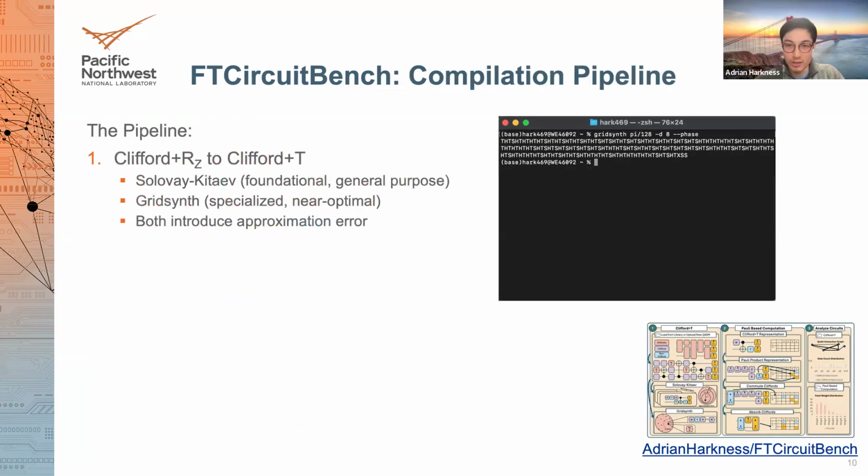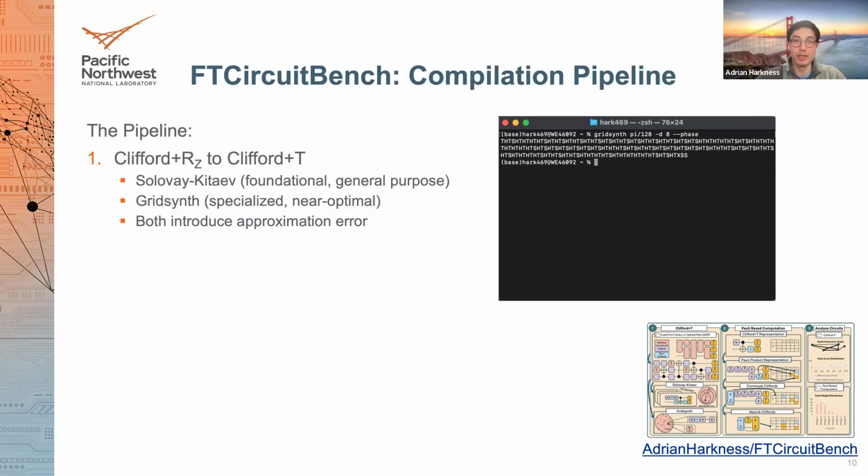Right. So now I'm going to talk a little bit about our pipeline. Basically, what is our compilation framework? We assume that we start from Clifford plus RZ continuous rotation gate representation of our circuit. And if the QASM file that's provided is not in that form, then we just quickly compile to that with Qiskit.